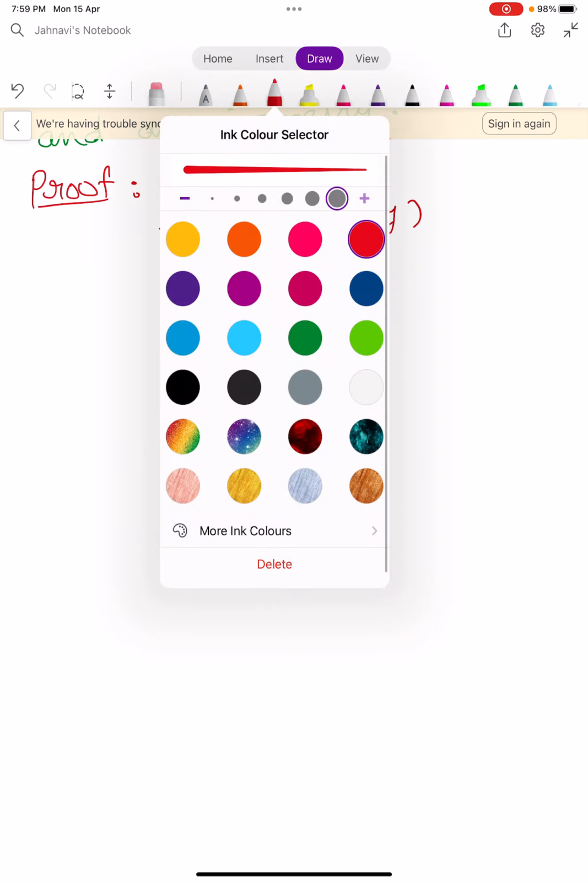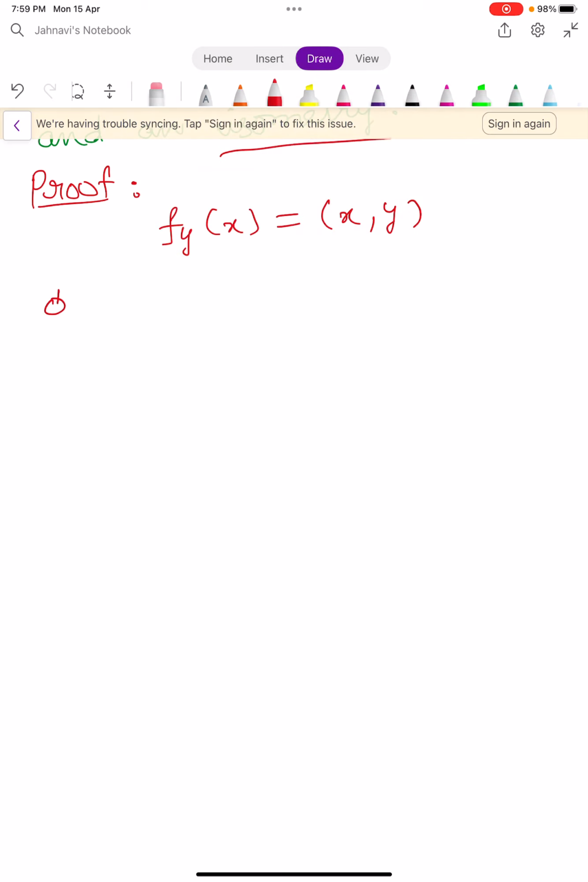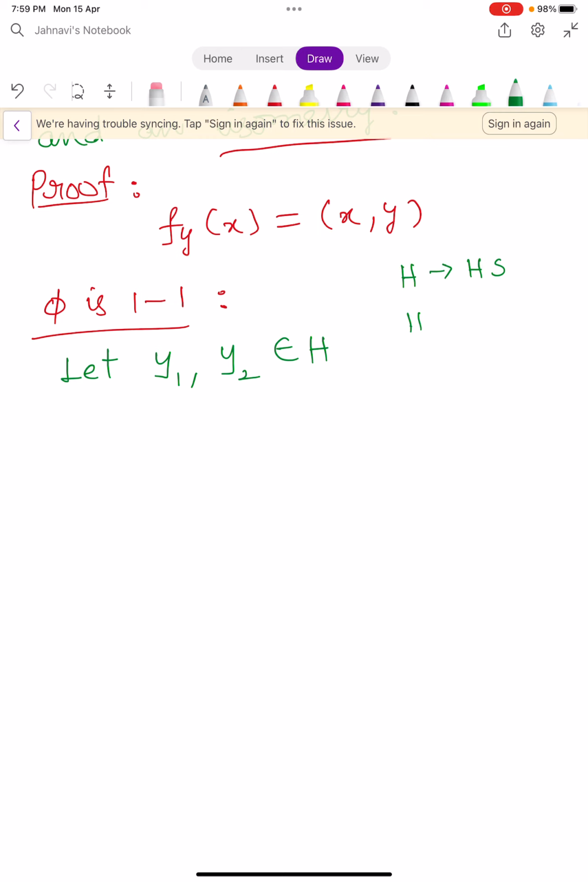The first one, to prove that pi is 1 to 1, let us take two elements y1 comma y2 belongs to capital H. Remember that here H is a Hilbert space, H star is the conjugate space. Then by definition, pi of y1 is equal to fy1 and pi of y2 is equal to fy2.